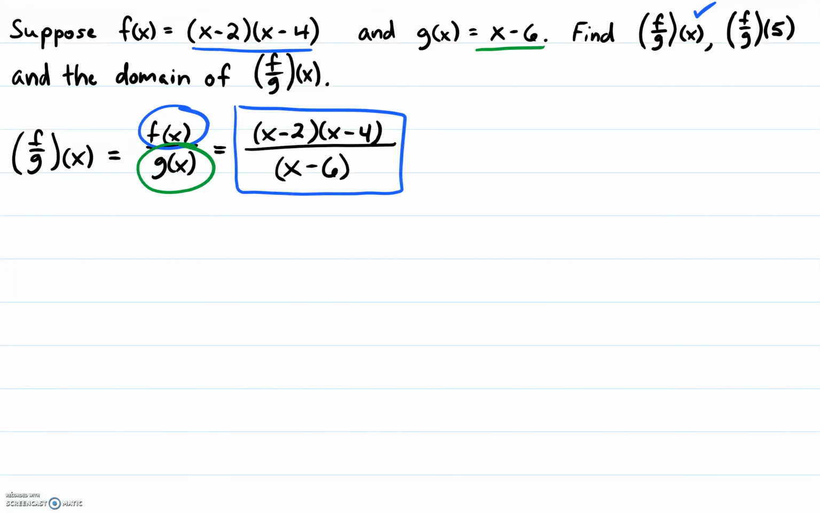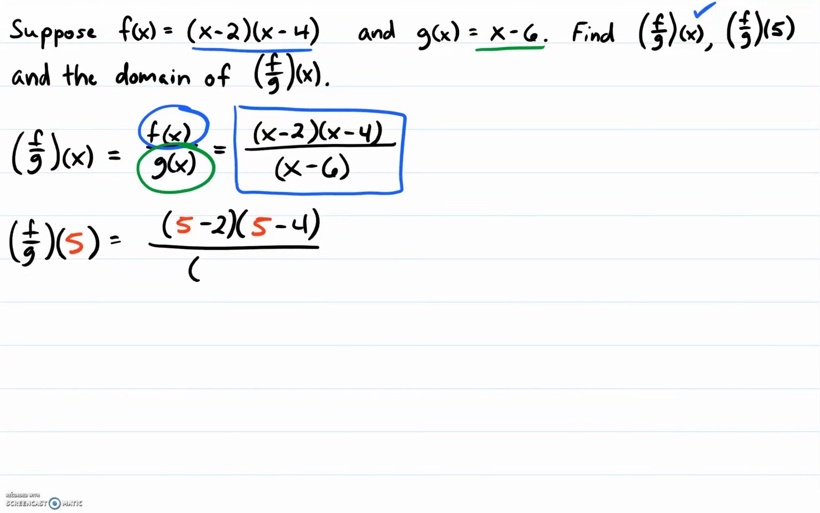So now the second question is we want to know what f divided by g of 5 is equal to. Well, we already found f divided by g of x, and that's what we put a box around. So f divided by g of 5 would just be where we put a 5 in place of x everywhere we have an x in what we just found for the last problem. And so instead of x minus 2, we would have 5 minus 2. And that would be multiplied by, instead of x minus 4, 5 minus 4. And that would be all over, instead of x minus 6, 5 minus 6. So all that's doing is plugging 5 into the thing we found for the last problem.